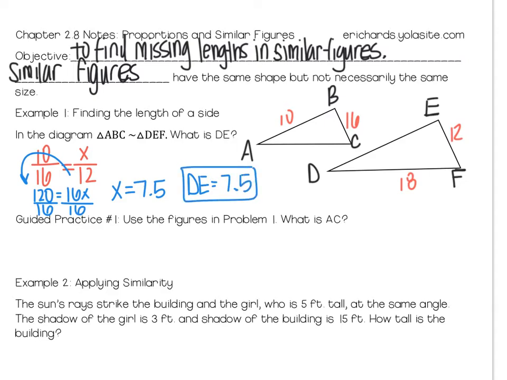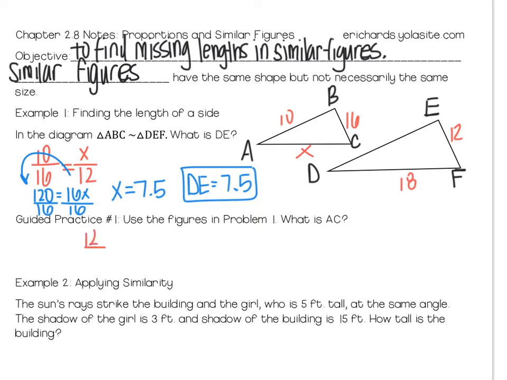Guided practice number 1, they want to know AC, so they want to know this side down here. You have these two, so you're going to set it equal to these two, and you're going to make AC be your x. So set up your proportion 12 over 18 equals 16 over x and solve it. I'll give you the answer in just a second.